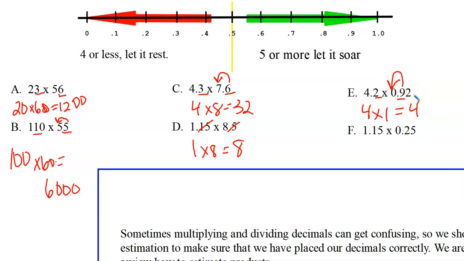Okay, for this one, let's see, I'm going to do front-end estimation on that. I have 1 times. This is one of those ones where if I bump this down to 0, that's not super helpful. So I think for this one, I'm going to have a decimal in my answer. Underline the 5. It's 5 or more, let it soar. So that means the 0.2 rounds up to 0.3. But hopefully you know that if you have 1 times 0.3, it just equals 0.3.